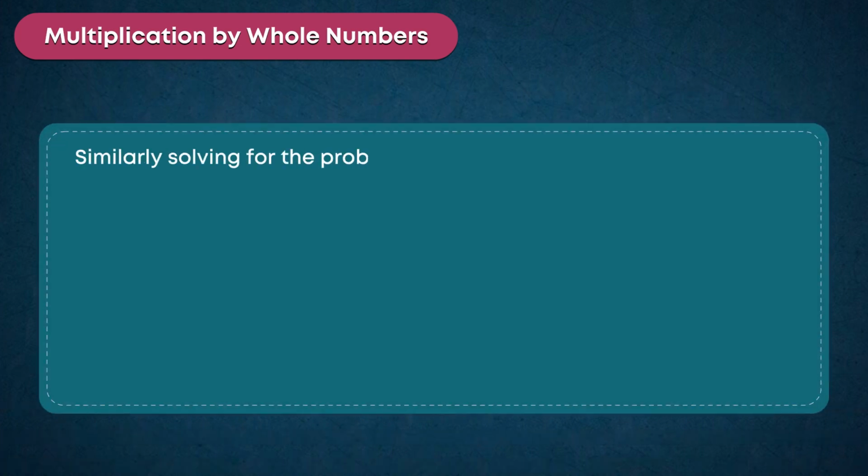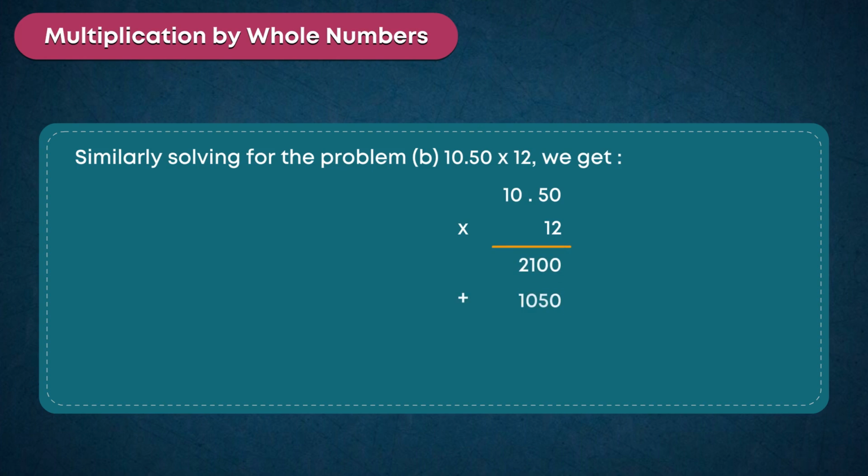Similarly, solving for the problem B. 10.50 into 12, we get 10.50 into 12 is equal to 126.00. The cost of 12 pens is 126 rupees.